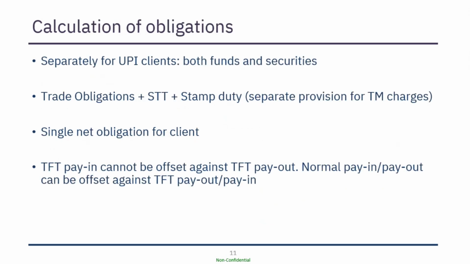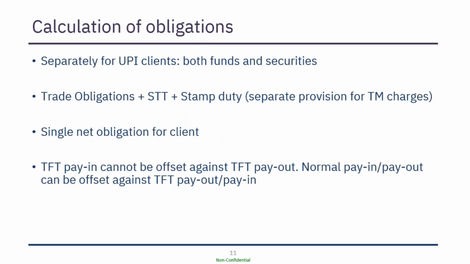Now coming to obligation calculations. After the clients have traded, for these clients, we will calculate the obligation separately. So if suppose a member has 100 clients, out of which 10 clients have opted for this facility, there will be one single consolidated obligation for the 90 regular clients as it happens today. And for these 10 clients, we will have individually calculated obligations. So there will be 11 sets of obligations, one individual obligation for each of the 10 UPI clients and one consolidated obligation for the non-UPI clients. Both for the funds side as well as the securities side, we will do this separate calculation.